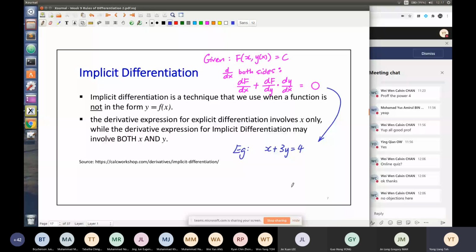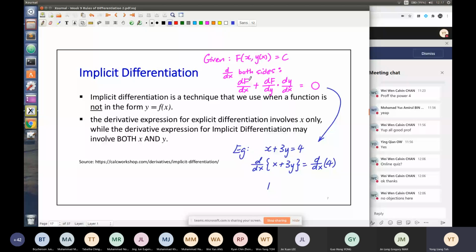So now I want to differentiate. So d dx. When I d dx the whole equation, what does it give me? So you can see that, let me just put a bracket here, d dx of x plus 3y is equivalent to d dx of 4. Just differentiate both sides, no big deal. So hence, d dx of x, what do you have? 1. So when you see an x term, you just differentiate with respect to x.